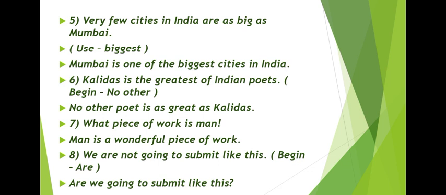Next is: Kalidas is the greatest of Indian poets. It means that Kalidas is the greatest. You have to write it in positive form: No other poet is as great as Kalidas. "Greatest" becomes "great" in positive form, and before this adjective "great" you have to write "as", and even after this adjective "great" you have to write "as". It is in positive form. No other poet is as great as Kalidas.